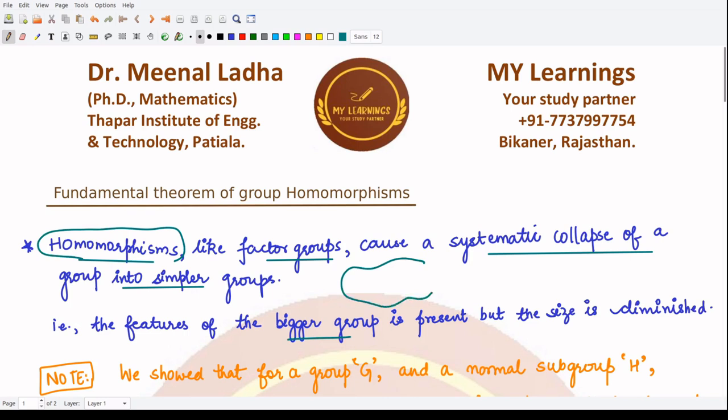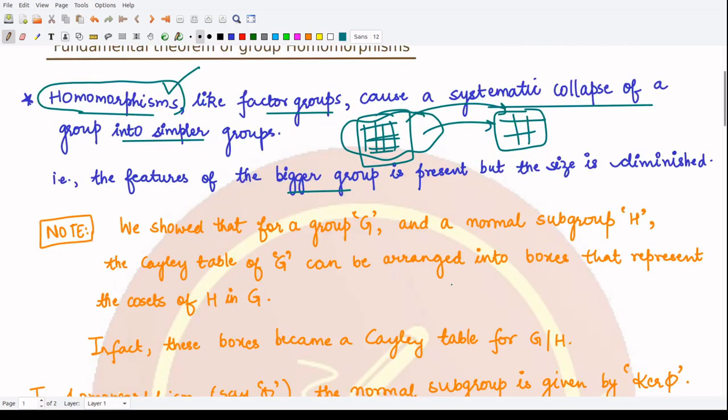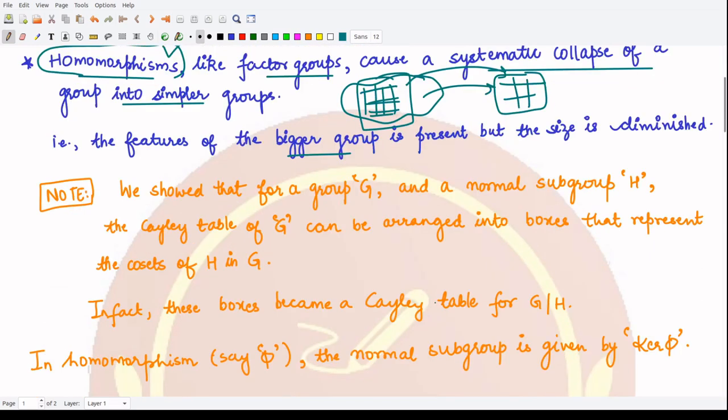So you have some bigger group, and you have some Cayley table for it. This Cayley table can be reduced to a much smaller Cayley table with the help of a homomorphism, where all the properties of this Cayley table and this group are preserved within the smaller group and its Cayley table. However, the size is now reduced by a significant amount, right? So this could be related very well to factor groups.